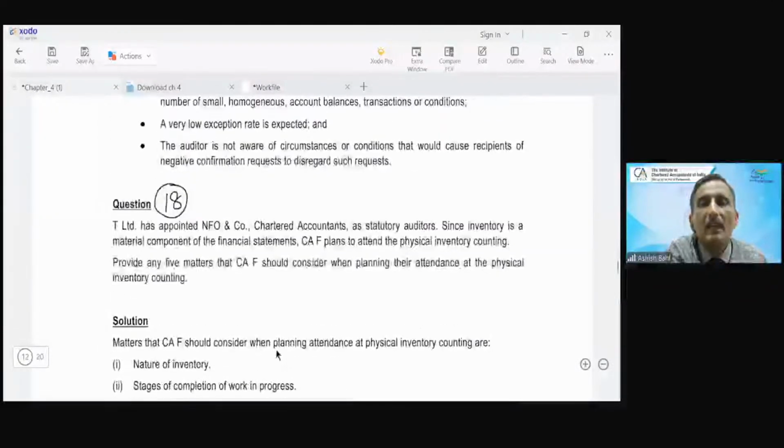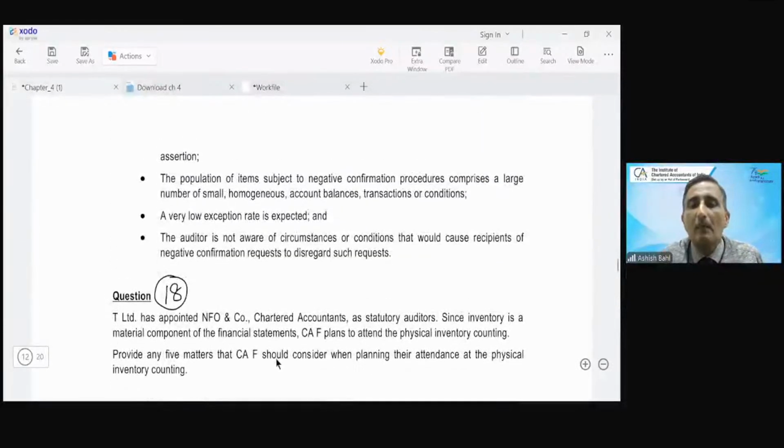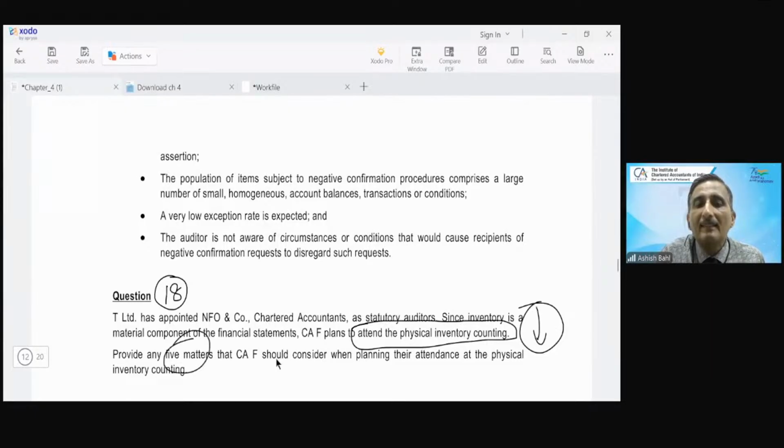See question number 18. T Limited has appointed an auditor. Since inventory is a material component of the financial statements, CA F plans to attend the physical inventory counting. Now he is planning that he is going to attend physical inventory counting. Provide any 5 matters that CA F should consider when planning their attendance.